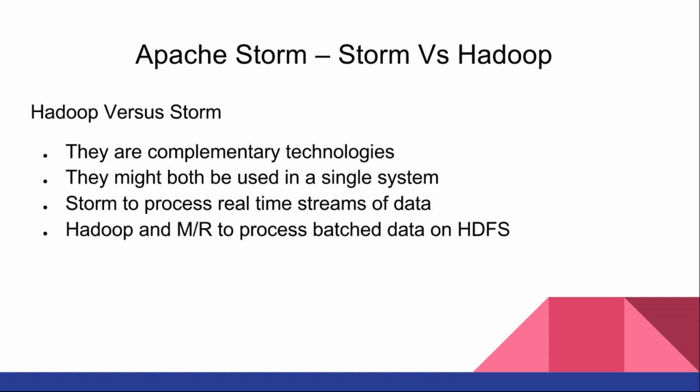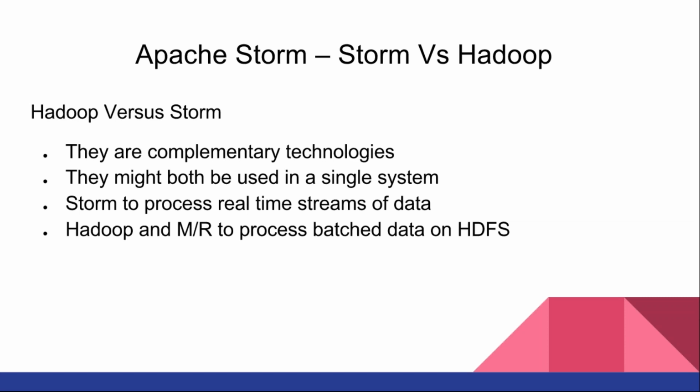The next thing is Hadoop versus Storm. They are complementary technologies. The only thing is Hadoop is used for batch processing and Storm is used for real-time processing. We can use both of them in a single system. There is no problem using Hadoop and Storm in a single system. We don't get any errors.